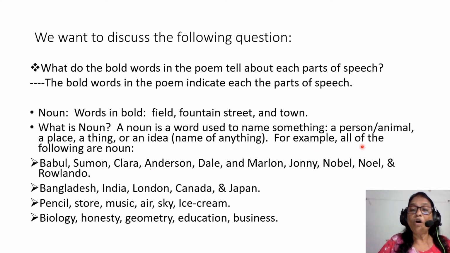For example, all of the following are nouns. Babul, Shumon, Clara, Anderson, Dale, Marlon, Johnny, Novel, Noel, and Ronaldo. Country: Bangladesh, India, London, Canada, Japan. And pencil, store, music, air, sky, ice cream. Then biology, honesty, geometry, education and business.